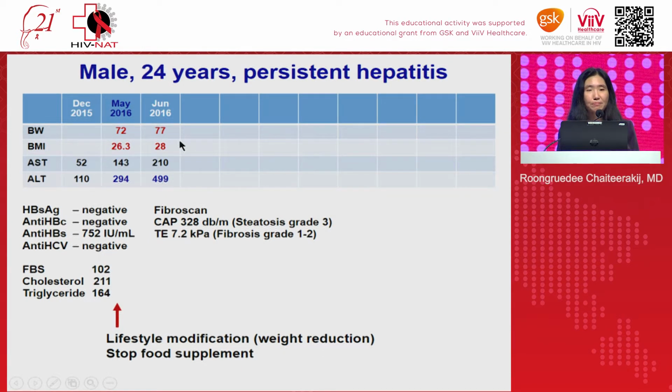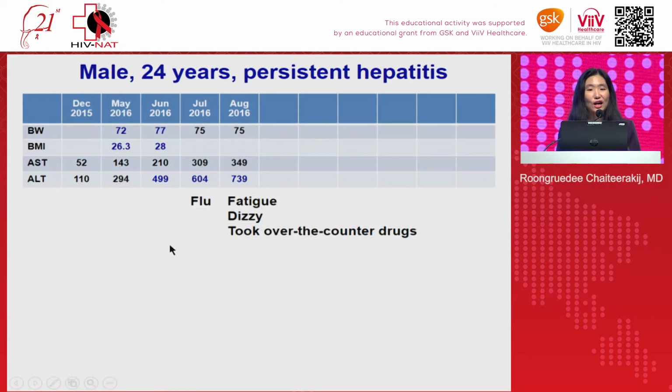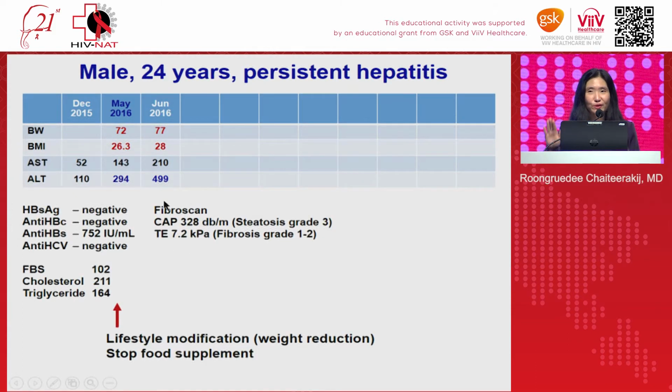The patient came back again 1 month later. Instead of losing weight, he gained 5 kilos. From 72 kilos, his weight came up to 77 kilos, and the BMI went up from 26 to 28. The elevation of ALT got worse from 300 to almost 500. We asked him again to reduce his weight and not gain weight.